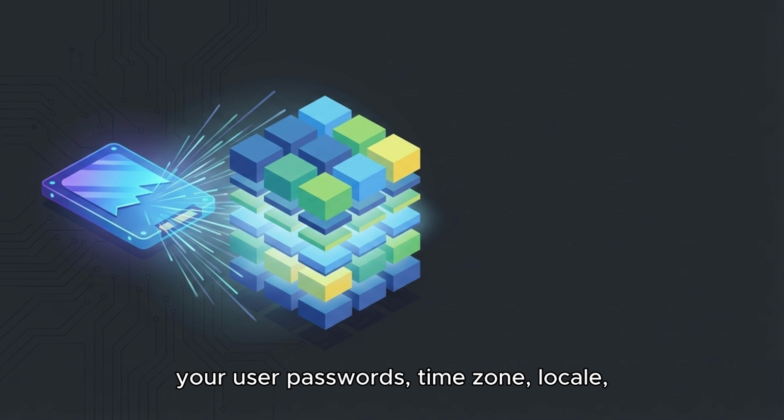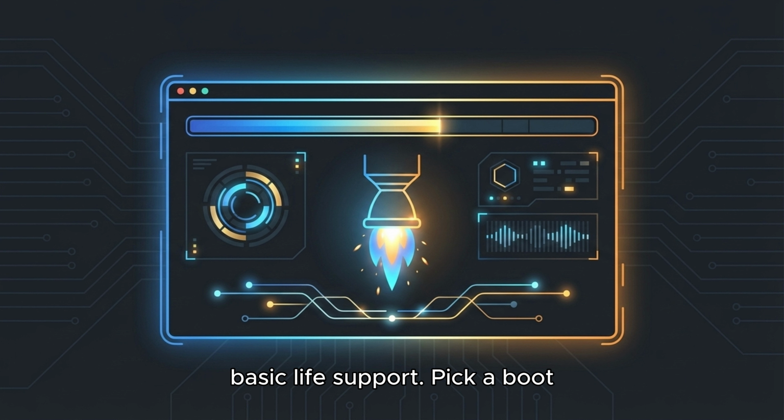Stage 5, deployment. Set your user, passwords, time zone, locale, basic life support. Pick a bootloader when prompted, then hit install. At this point, you wait. Let the robot do the robot work. Watch for errors, but don't thrash.